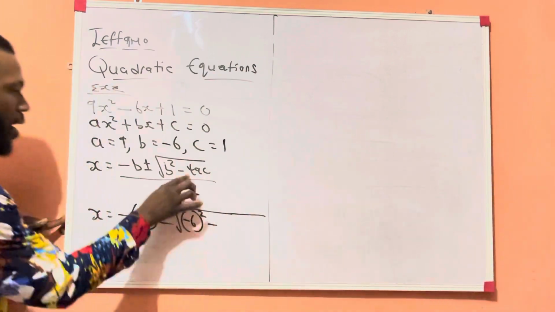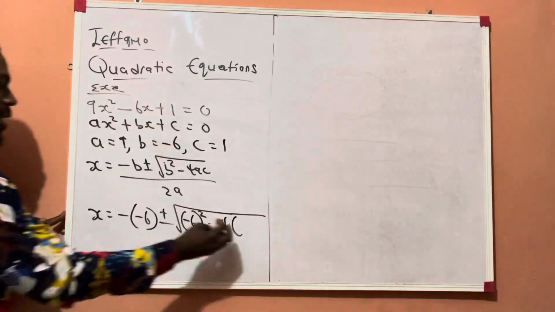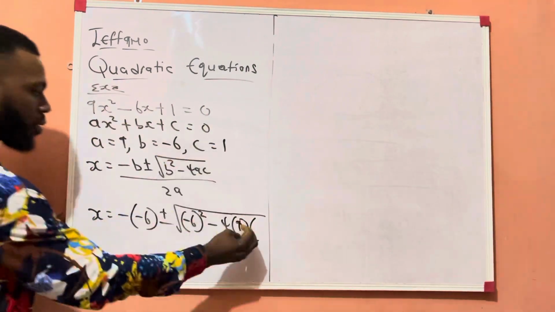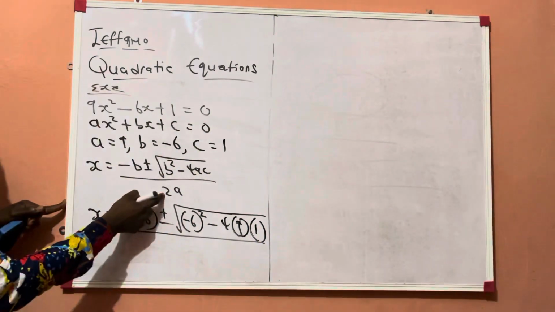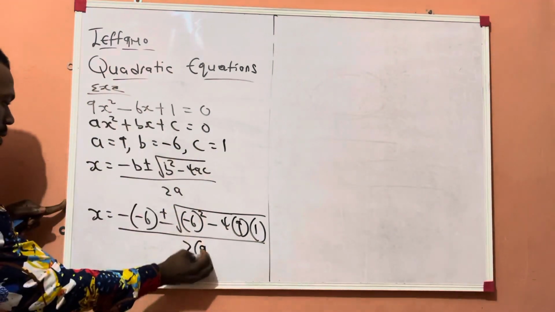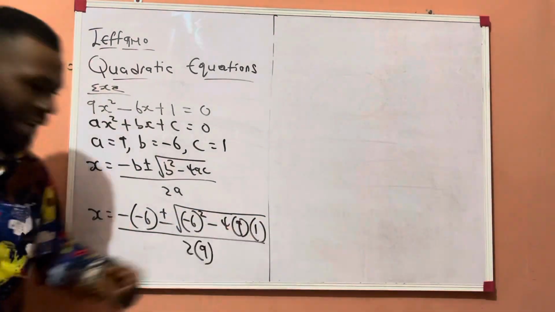minus, now what do we have here? 4 bracket, a is 9, close your bracket, and my c is 1. All over, what do we have down? 2 bracket, what's my a? My a is 9. Okay, now we have substituted the values into the formula.